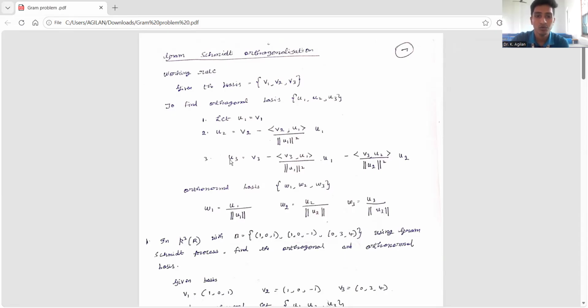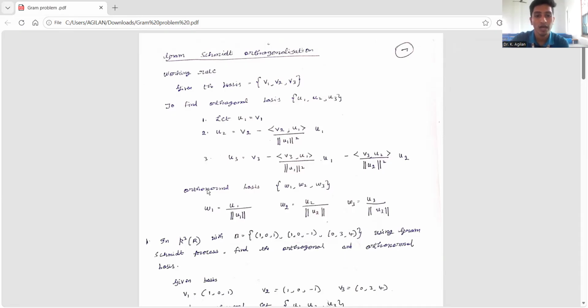Then the third one is U3 equal to V3 minus inner product of V3 comma U1 divided by norm of U1 square into U1, minus inner product of V3 comma U2 divided by norm of U2 square into U2. So now we know the formulas for U1, U2, U3. Just apply these formulas, then we can find the orthogonal basis.